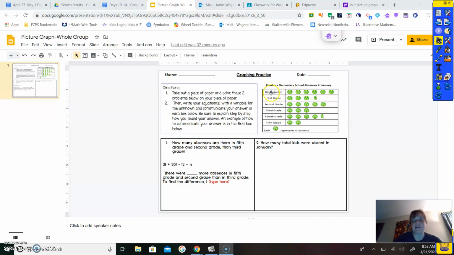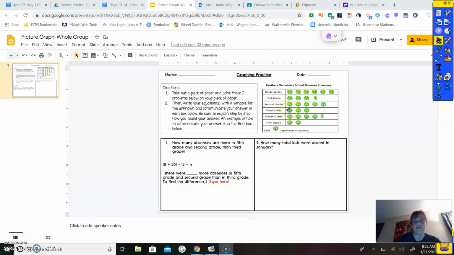So this is kindergarten and the kids that were absent in January, 1st grade, kids that were absent in January, 2nd grade, the number of kids absent, 3rd grade, the number of kids absent in January, 4th grade, 5th grade. There's also a key here, and it says that each of those little sick face emojis represents 4 students. So this is not one student that was absent from kindergarten in January. This represents 4.